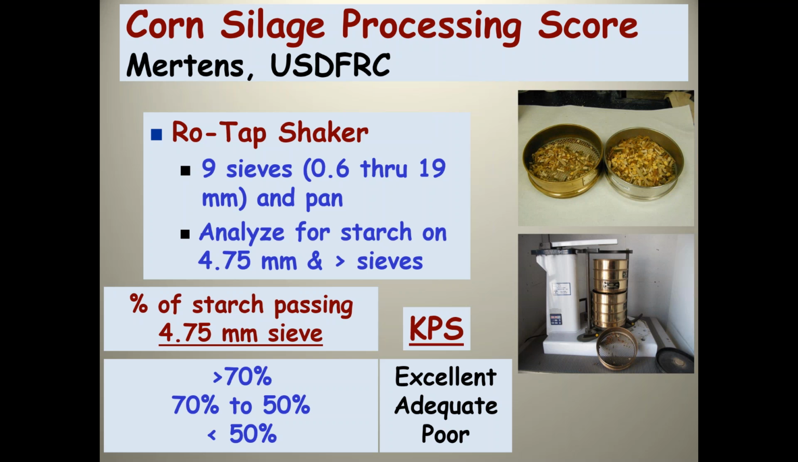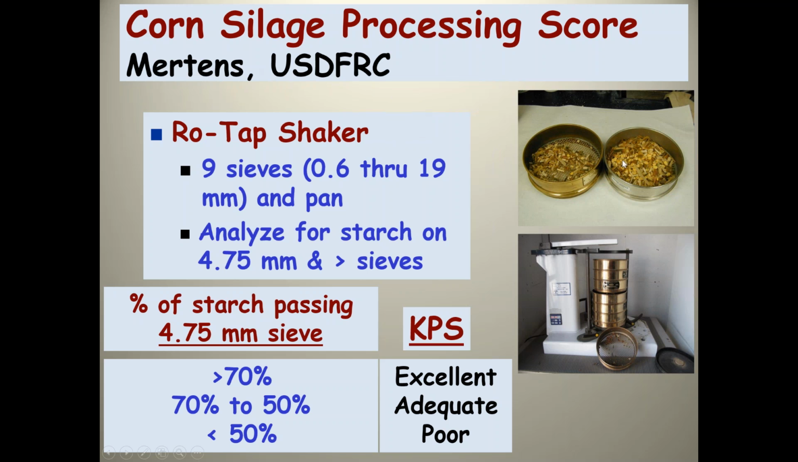So I want to also focus on another very important test procedure that we've had some hand in, and that's been the processing score. It was actually developed here at Dairy Forage by Dr. Dave Mertens. I think many of you have seen this or had some experience, but it involves taking a sample from the farm, it goes into the lab, it's dried, and then put through a Ro-Tap shaker. And kind of the key sieve in there is a 4.75 millimeter sieve that retains the coarse fiber and also the coarse grain particles.